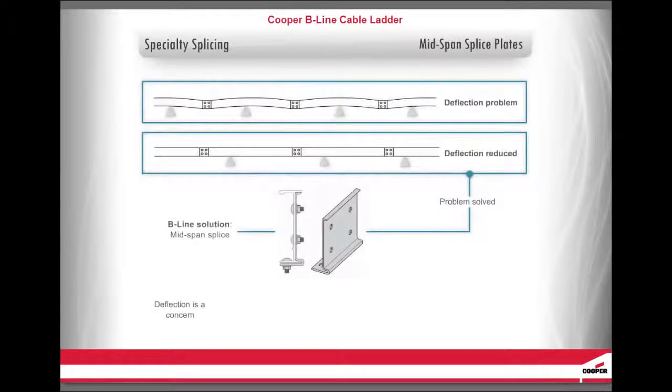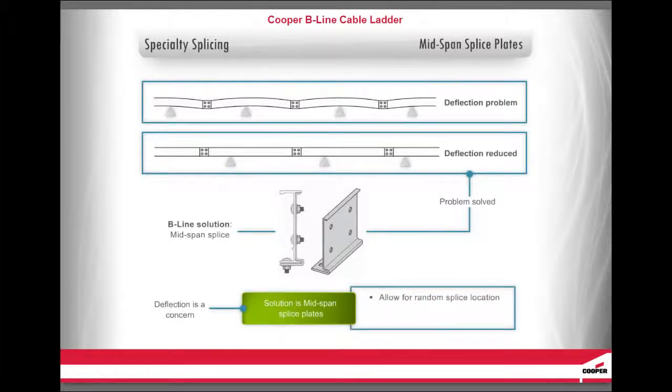When deflection becomes a concern, Cooper B-line has a solution with their mid-span splice plate. The mid-span splice plates allow for random splice location. The wraparound design supports the side rail on the bottom of the ladder sections.